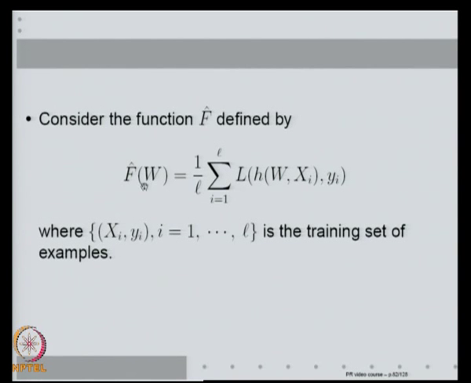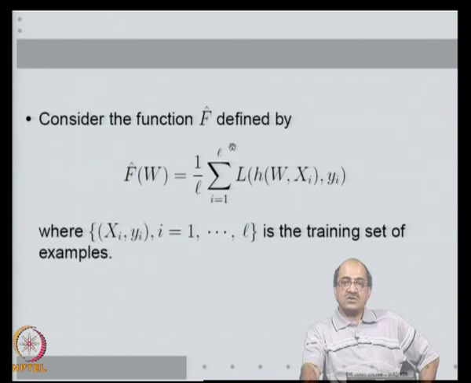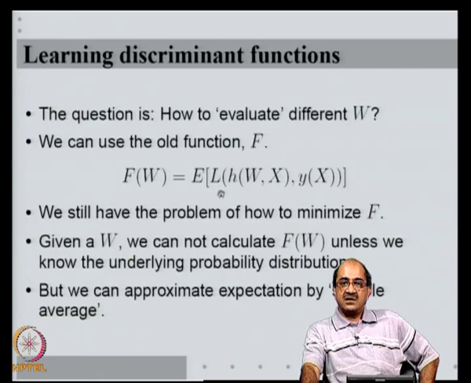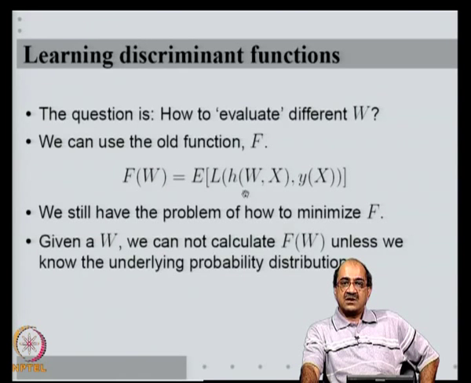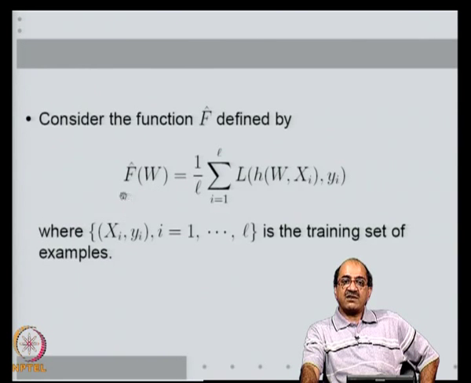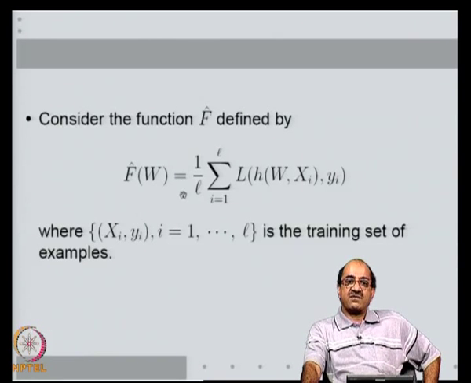So, let us call such a function f hat of W. So, f hat of W is L of h W comma x I comma y I summed over 1 to L and divided by L. As you can see, f is expectation of this L of x, so to say. So, if I want sample mean, it is L of x I summed over I divided by the number of samples. That is what f hat is, right. I sum the loss over the samples x I y I and divide over the number of samples. So, the sample mean estimated for f hat.